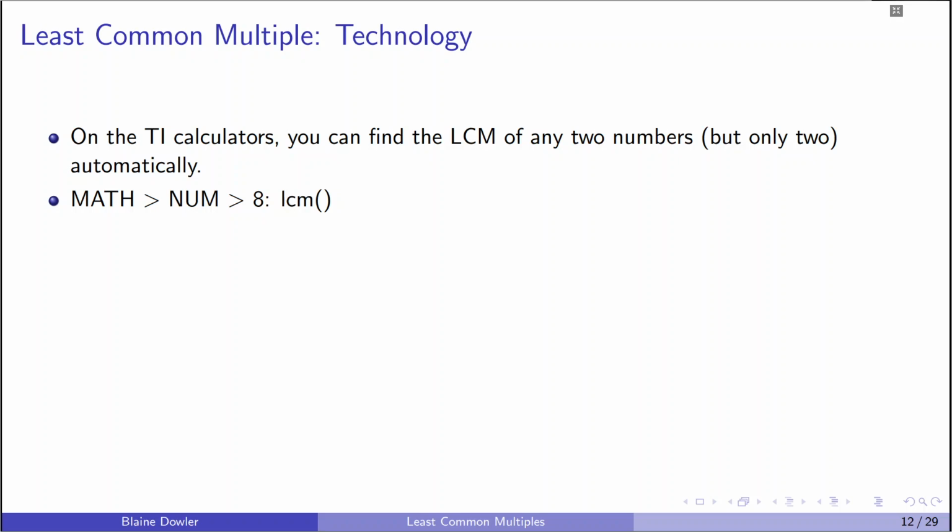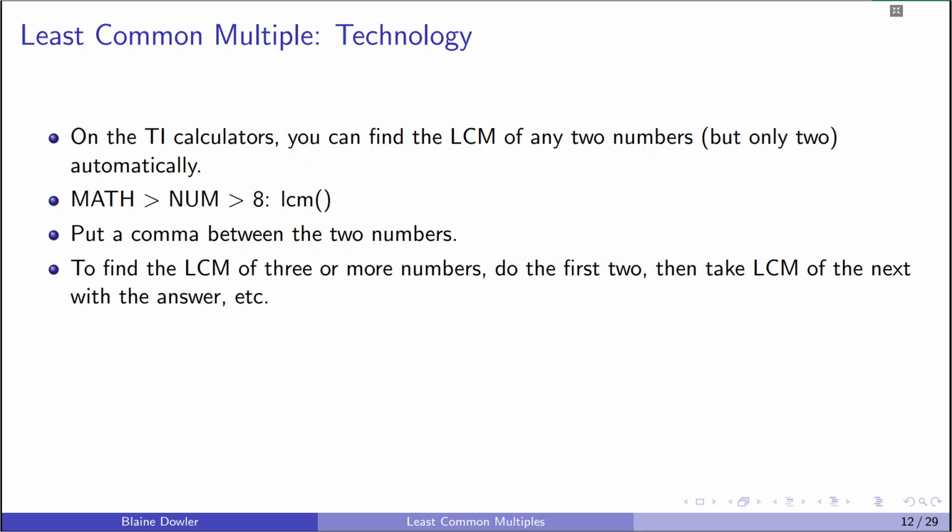All right, so on the TI, you hit your math button, the number category, and option 8. That's our least common multiple. We then enter up to 2 numbers at most with commas between them. If you have 3 or more numbers, do the first 2, and then the answer with the next, and then the answer with the next, and so forth.